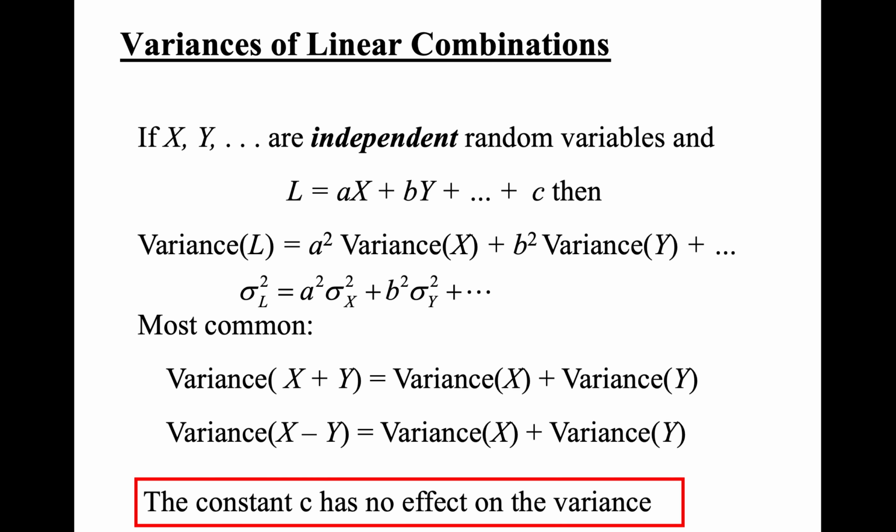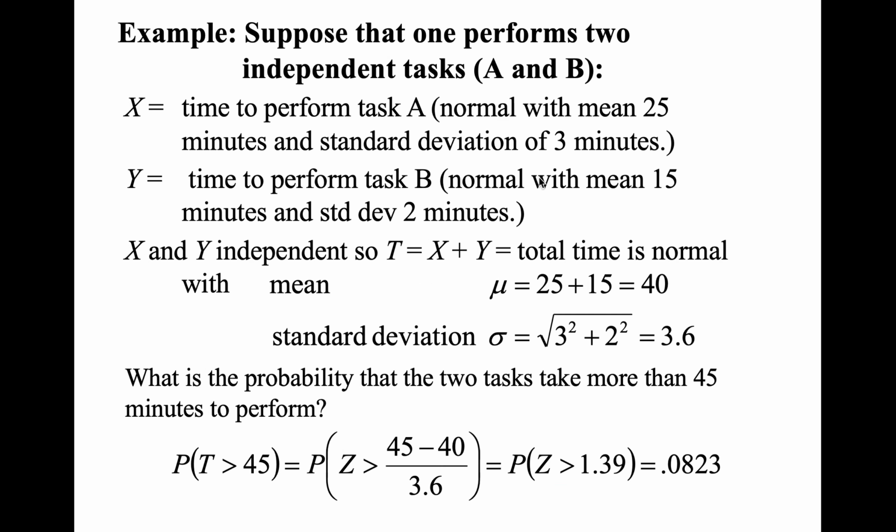So the variance of linear combinations: if X and Y are independent random variables and L is defined as such, then the variance of L equals a squared variance of X plus b squared variance of Y. In the most common case, the variance of X plus Y is the variance of X plus the variance of Y, and a constant has no effect on the variance, so that's the condition.